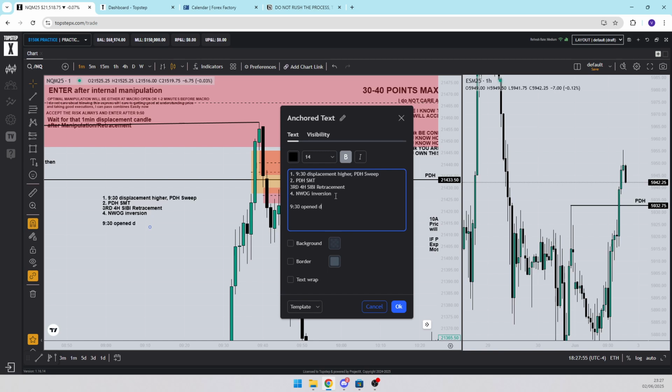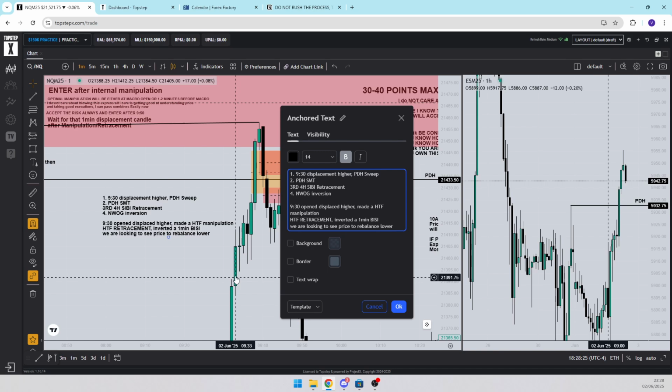930 opens, displays higher, makes a high time frame manipulation, high time frame retracement, inverted 1 minute BC. We are looking to see price rebalance lower to this BC downside around 933, 932. This price has to go lower, then go higher. Rebalance first, then go higher.